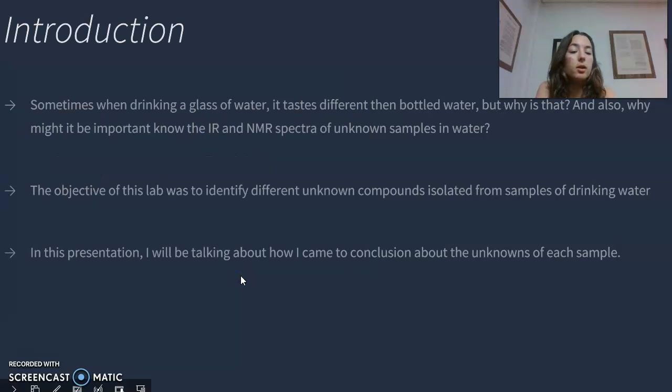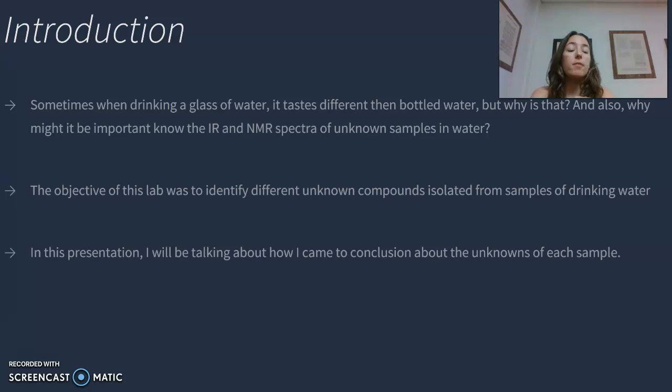So sometimes when drinking a glass of water, it can taste different than drinking a glass of bottled water because there's different molecules and compounds and minerals in that. But what does one do when water is contaminated? How can you tell it apart from a glass of normal water? So using IR and NMR spectrums, we can tell the difference between the two. And why is this important?